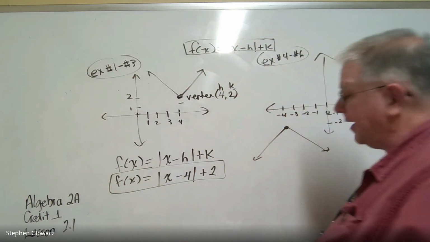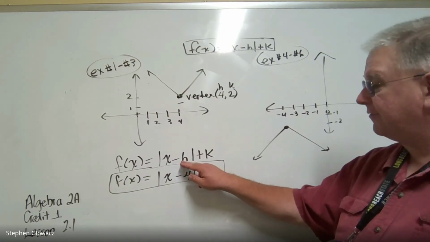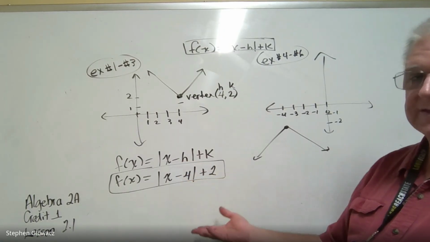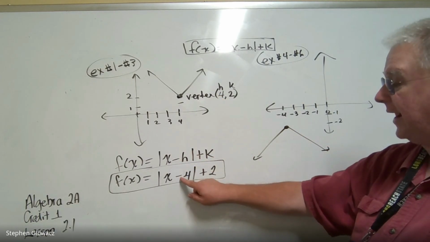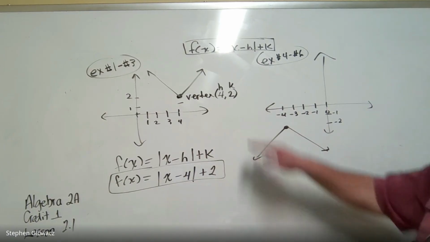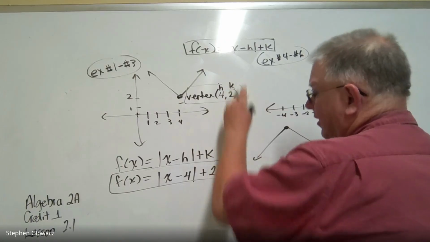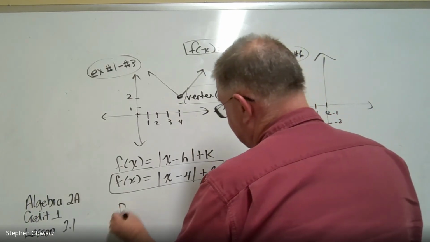Now, you might wonder, well, if the h was negative, does this become positive? And yes, that would be the case. But as it is, h was positive, so x minus a positive 4. So we have our vertex, we have our function, and now we're going to state the domain and range.